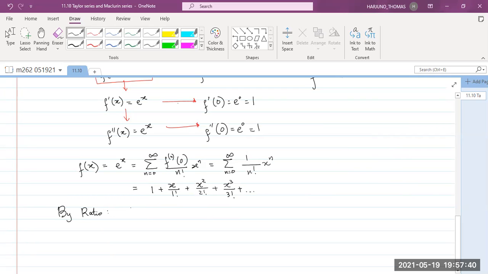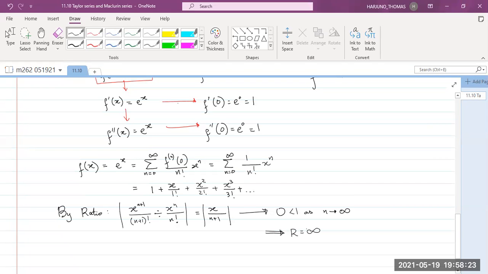So the next term, x to the n plus 1 over n plus 1 factorial, divided by the current term, in absolute value is equal to x over n plus 1. But this will go to 0 as n goes to infinity, right? Now this is less than 1. From there, we know the radius of convergence is infinity. The ratio always converges to 0.